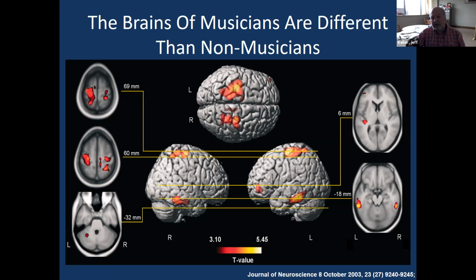And I won't go into all the detail on what this tells us, other than you just need to know that the individuals who are professional musicians are different than amateur musicians or non-musicians, and that amateur musicians are different than non-musicians, and both amateur musicians and professional musicians have more cortical connections than non-musicians. And this actually affects the way that they hear music.